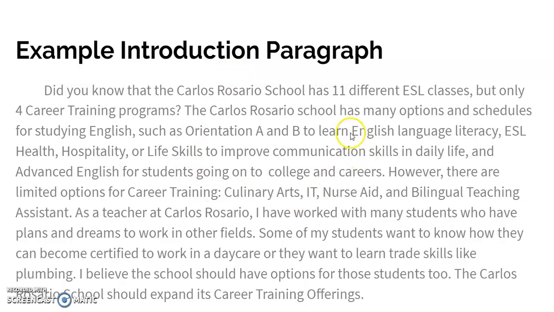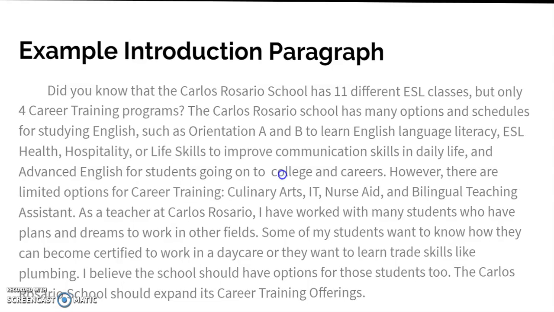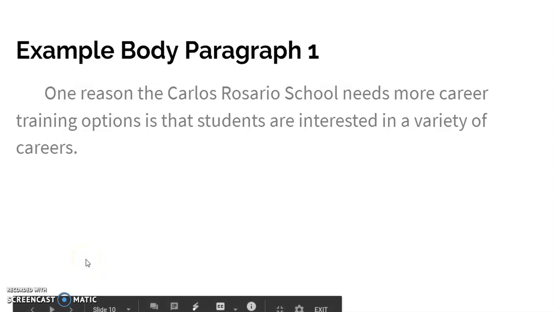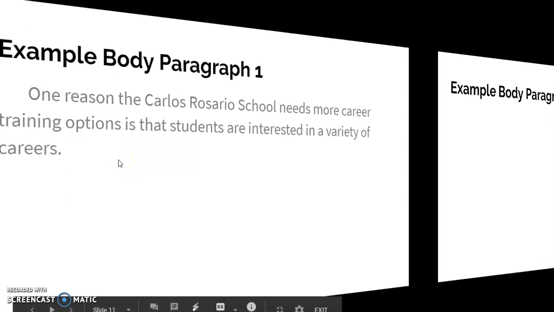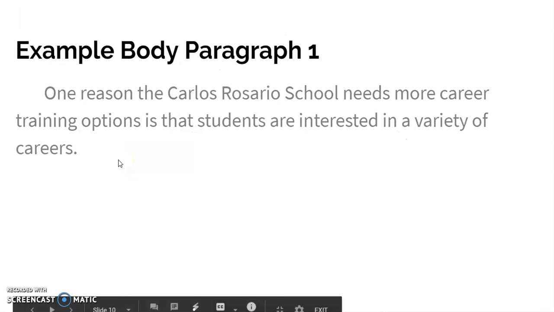I already have my introduction paragraph from my last lesson, so I am ready to start writing my body paragraph. The first sentence of your body paragraph is a topic sentence that is focused on one reason to support your main idea. My main idea is that the school should offer more career training options. And here is my topic sentence explaining why.